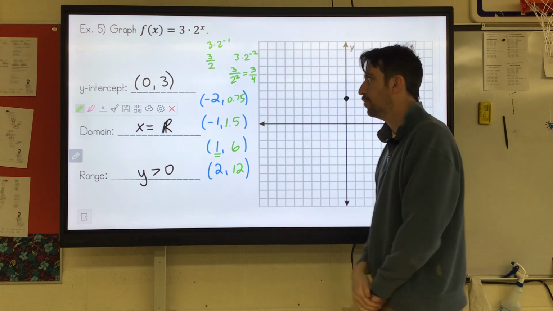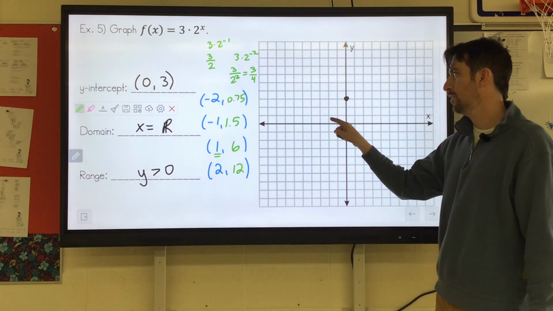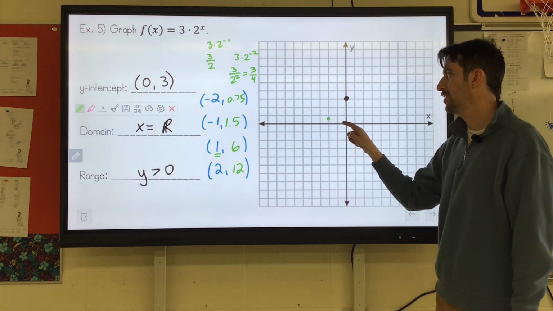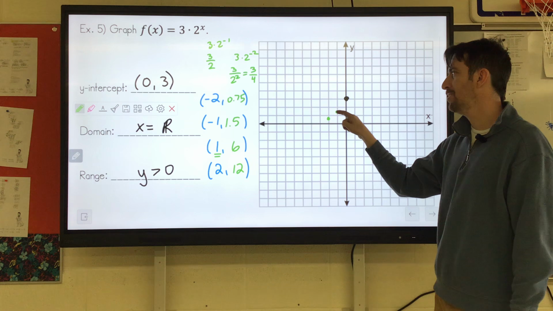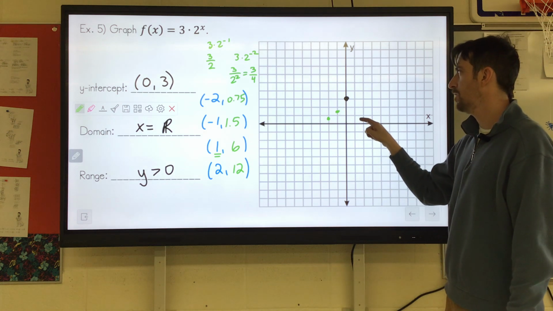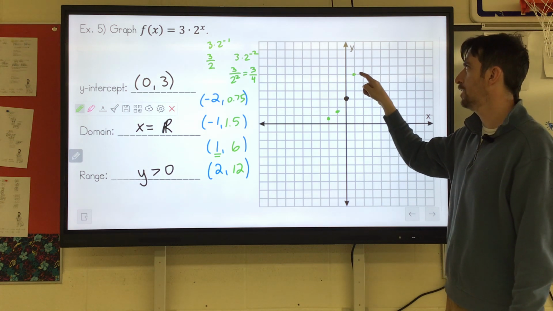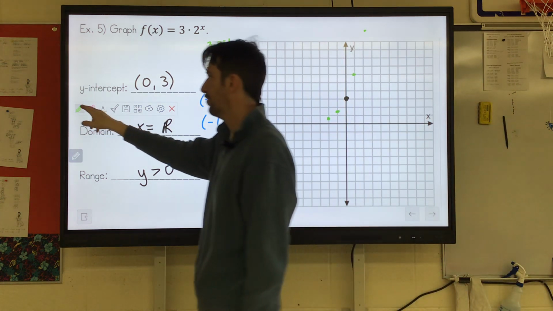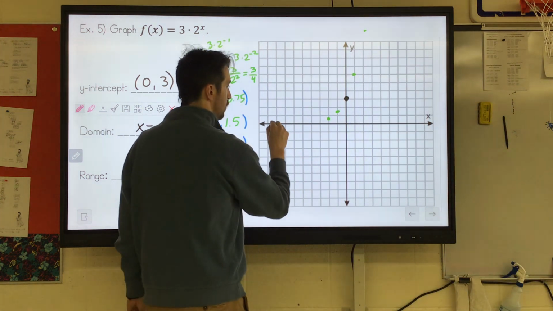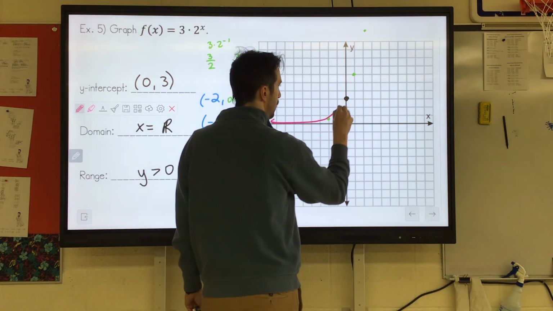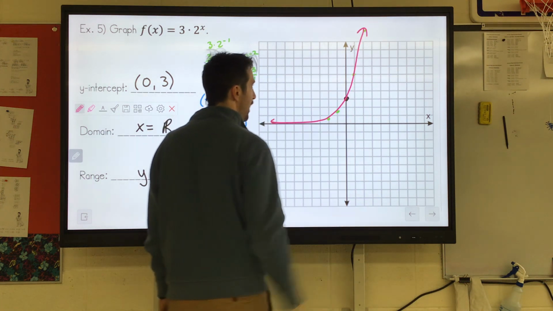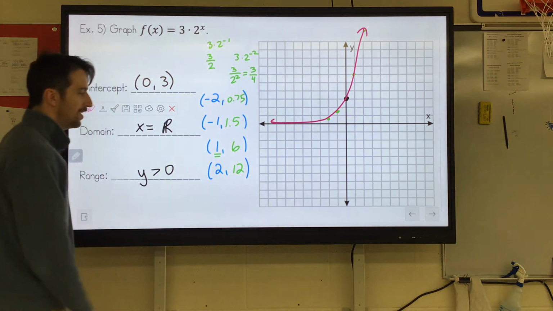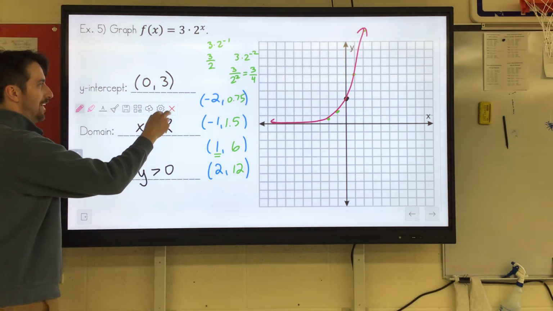All right, we got our points. -2, 0.75 is about there. -1, 1.5, there-ish. We got 1, 6, and then 2, 12 would go off of our graph, but we can kind of figure out the zone. And then we'll swoop. Whoa, yeah! Look at that, graphing is so much fun.